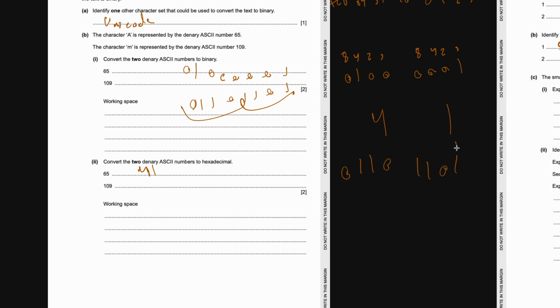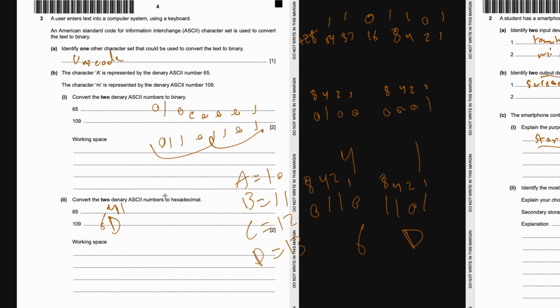01101101. 1, 2, 4, 8. 8 plus 4 plus 1, that's 13. A is 10, B is 11, C is 12, and D is 13. So this is a D. 1, 2, 4, and 8. 4 plus 2 is 6. So 109 is basically 6D.